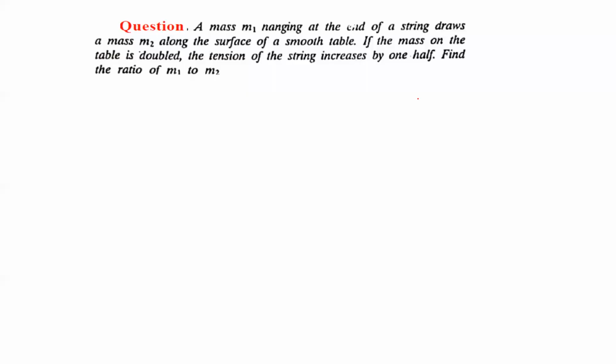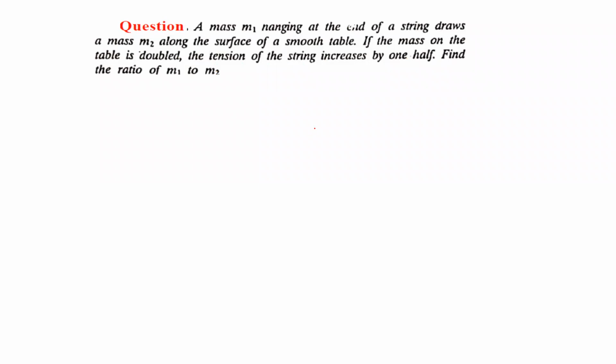The next question is: a mass m1 hanging at the end of a string draws a mass m2 along the surface of a smooth table. If the mass on the table is doubled, the tension of the string increases by 1/2. Find the ratio of m1 to m2.